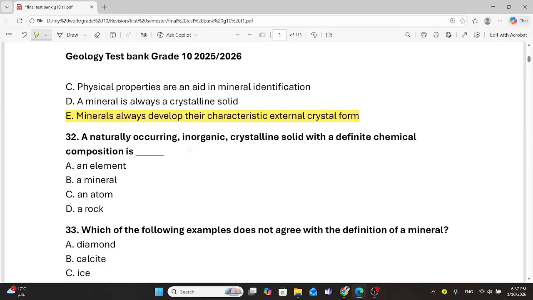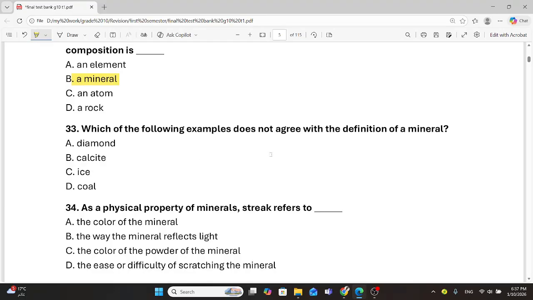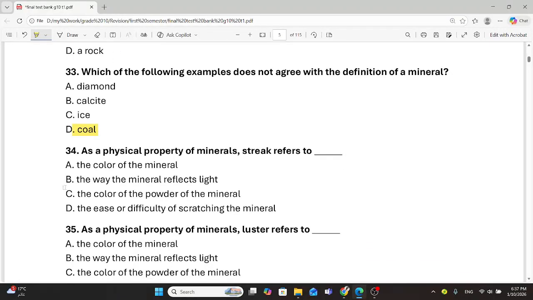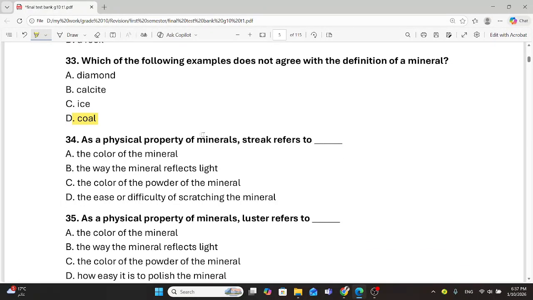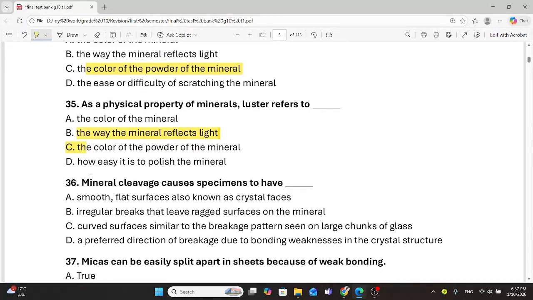طيب a naturally occurring inorganic crystalline solid with a definite chemical composition ده اللي هو المينرال، تعريف المينرال. طيب which of the following examples doesn't agree with the definition of a mineral؟ كالسايت ولا ايس ولا كول ولا دايموند؟ طبعا هتبقى كول لان هو organic. طيب as a physical property of minerals streak refers to streak color of powder of mineral. طيب as a physical property of mineral luster refers to way mineral reflects light. تمام هتبقى B.